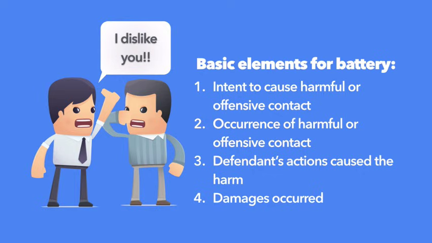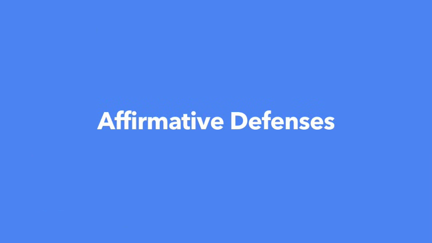Also, for each type of liability, courts have recognized affirmative defenses that the defendant can raise. For example, defenses to intentional torts include consent and self-defense. Defenses to negligence include assumption of risk and contributory negligence.